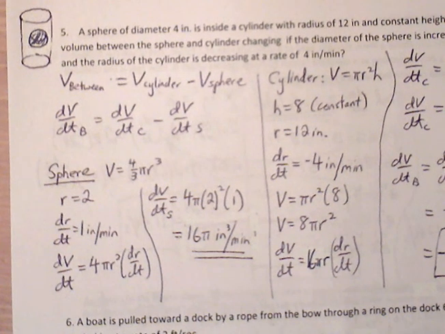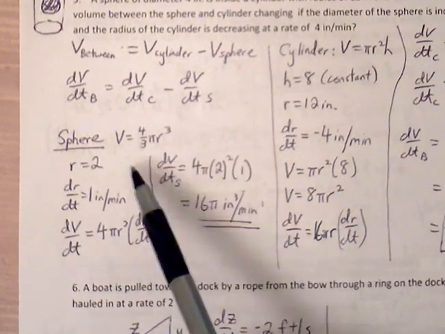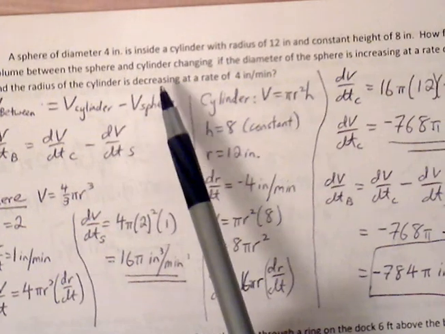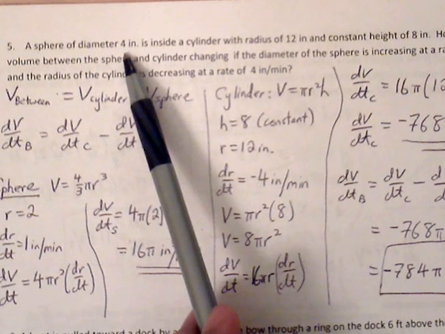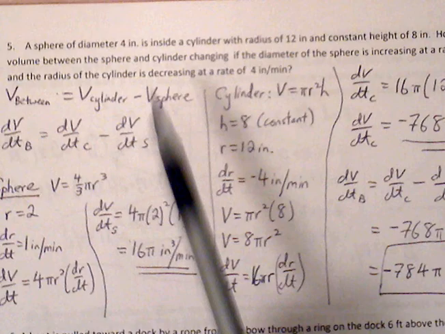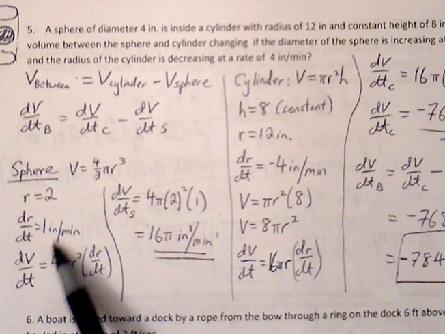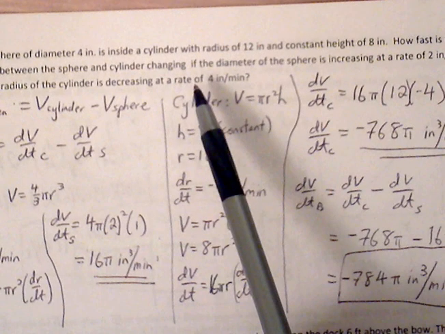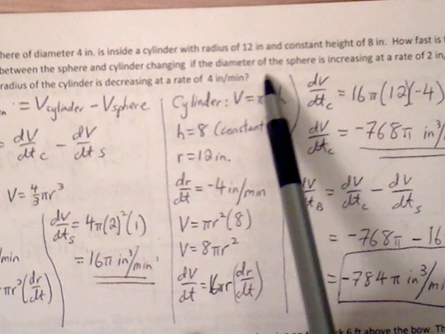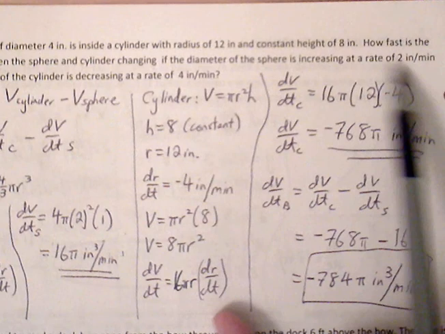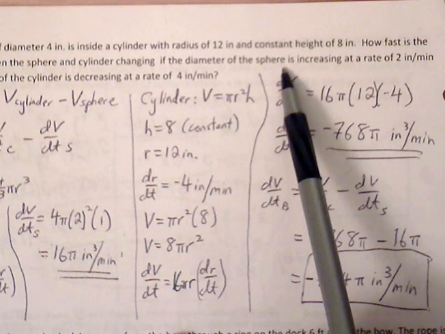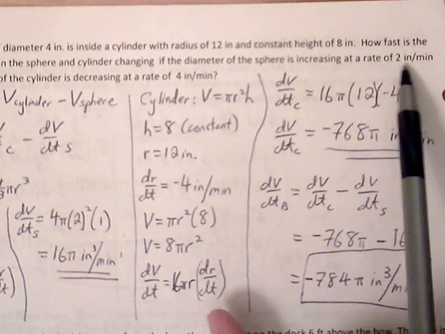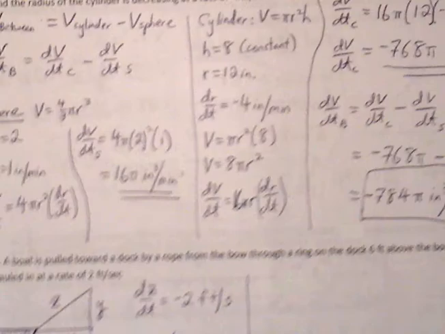Okay, so let's start off with the sphere. The sphere is V equals 4/3 pi r cubed. Let's see what we have. We know the radius of the sphere is 2 inches because the diameter is 4 inches, so we want to use radius. For dr/dt, we see that the diameter of the sphere is increasing at a rate of 2 inches per minute. So if the diameter is increasing at 2 inches per minute, we know the radius must be half of that. So the radius is increasing at a rate of 1 inch per minute.